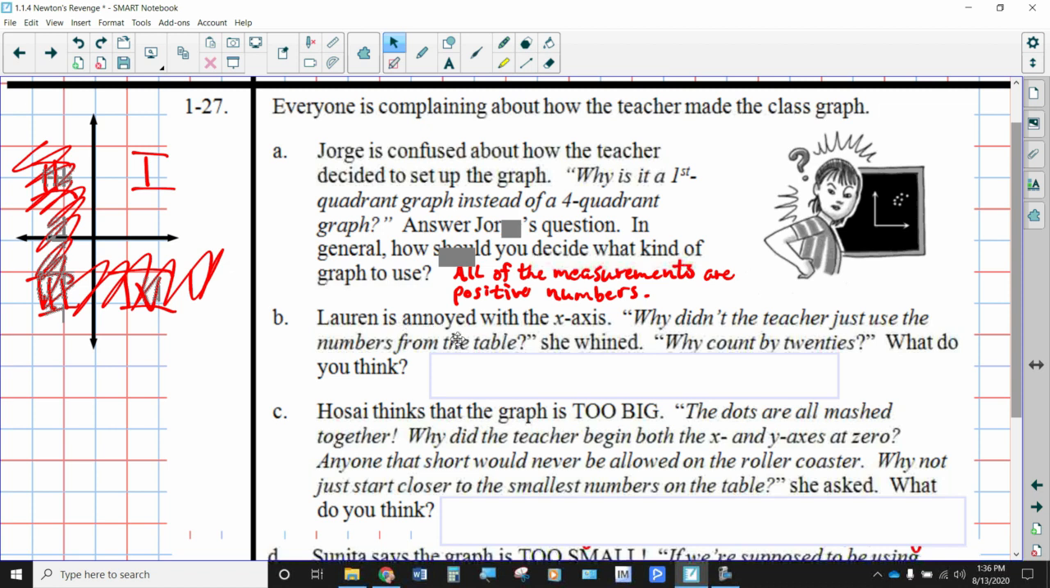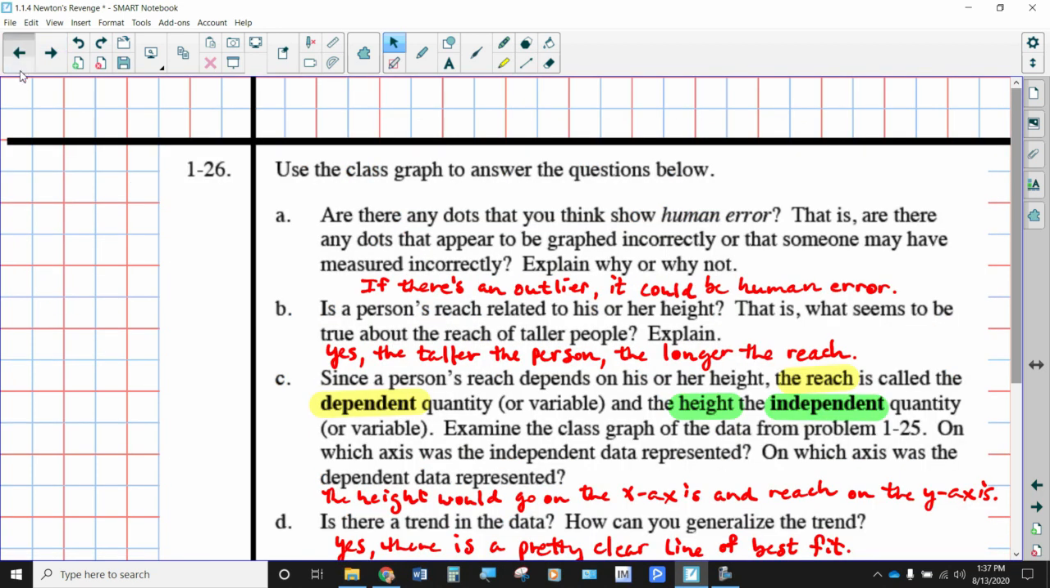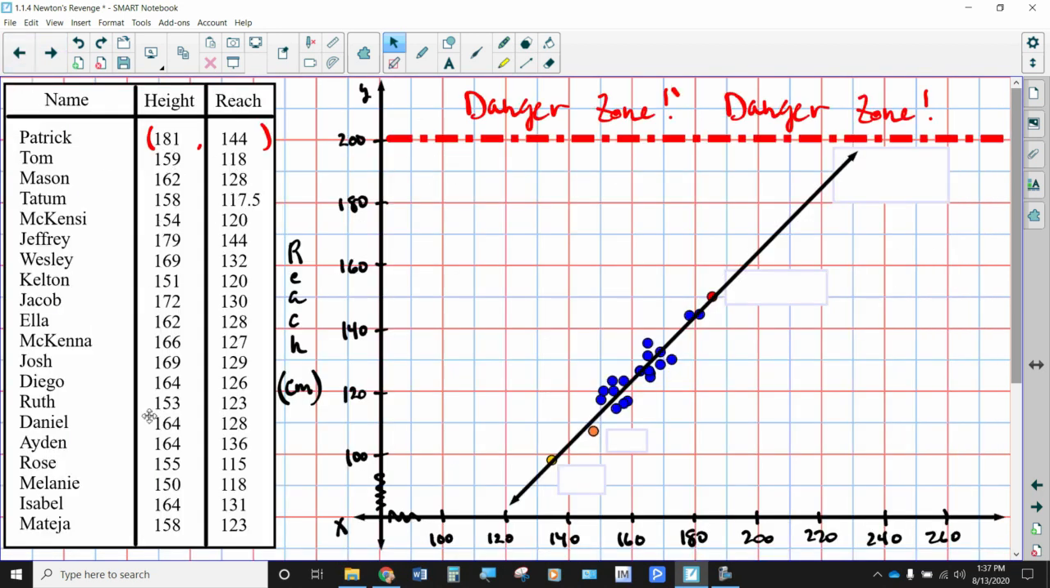Lauren is annoyed with the x-axis. Why didn't the teacher just use the numbers from the table? Why count by 20s? Well, the numbers in the table, the x-axis, what is the lowest one here? 150? And the highest one is 181. So you wouldn't have much of a spread for your data there. It would really be congested. You'd have this really small graph if you only included those numbers. So you kind of want to spread it out a little bit.